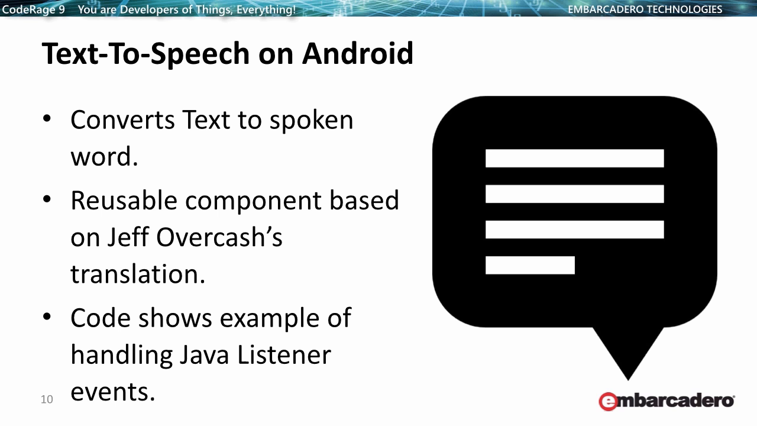Okay, so now let's talk about text to speech on Android. This converts your text to spoken word. This is actually a reusable component I created based on Jeff Overcast's translations. He did most of the hard work. I just wrapped it into a nice, easy to use component. If you look in the code, though, it shows an example of handling Java listener events, which could be useful in other places when you're wanting to respond to Java listeners.